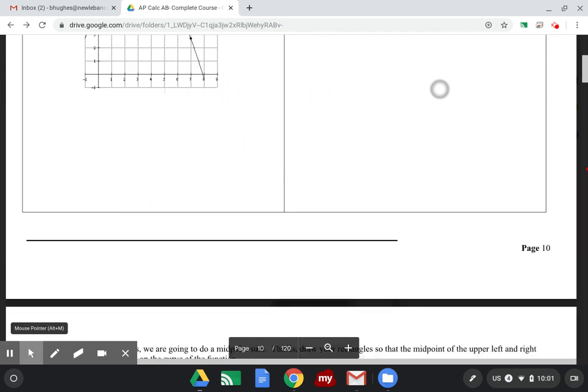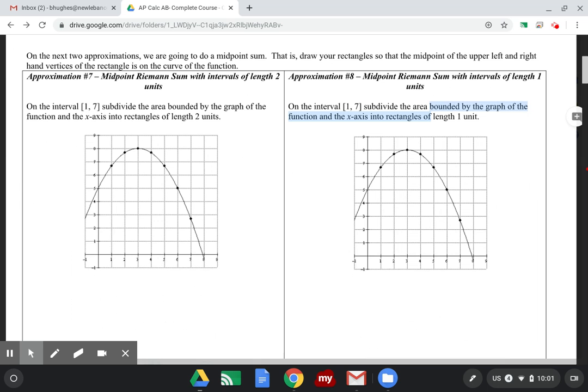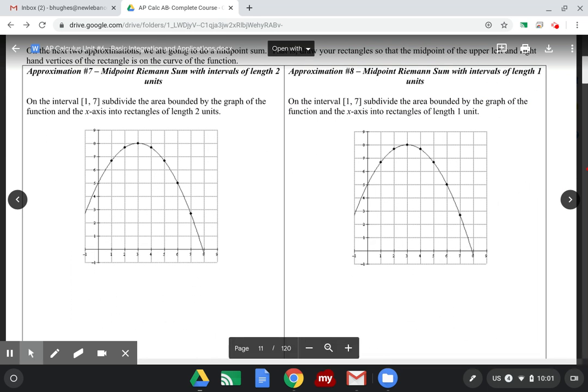So moving down here to midpoint. Midpoint is the same concept, but the way that we draw our rectangles now is based off of the midpoint, the middle of the rectangle. Before, the left-hand Riemann sum was based on the fact that your top left-hand corner was on your curve every single time. The right-hand Riemann sum, the top right-hand corner of your rectangle was on your curve every single time. When we get to the midpoint Riemann sum, the middle of the rectangle on the top needs to be on your curve every single time.